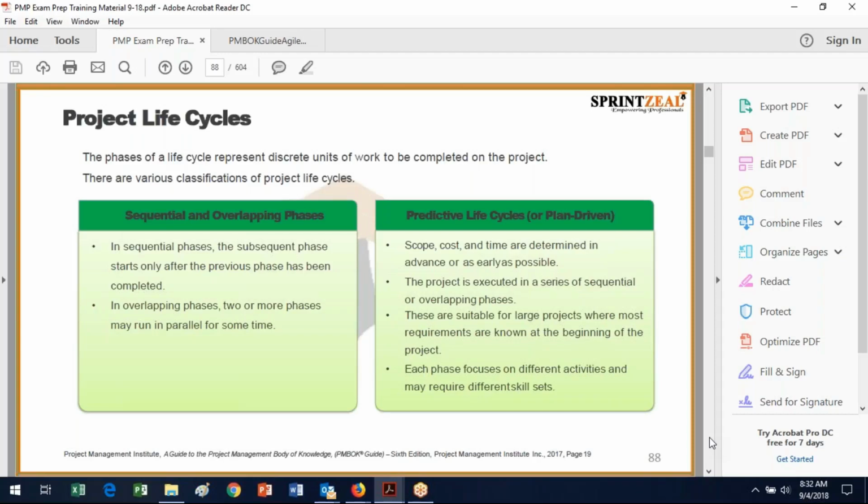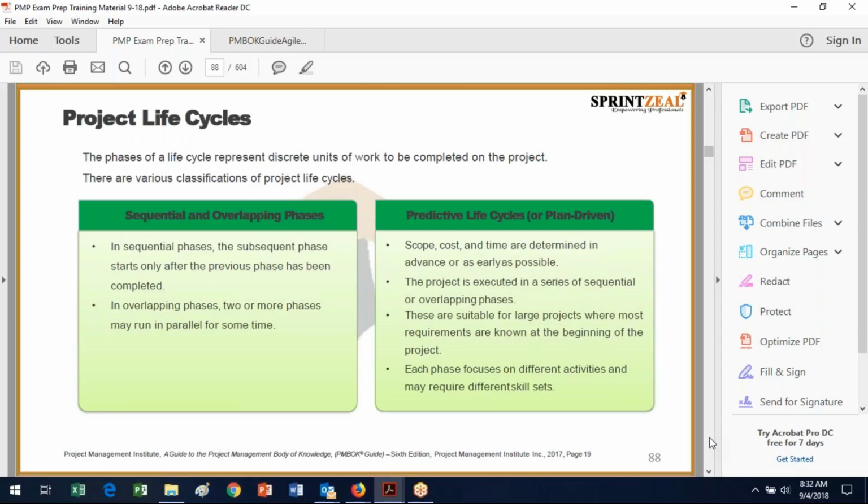So there are various classifications of the life cycles. You could have sequential or overlapping phases, and again, you may have some parallelism, which has both positive effects for the schedule and negative effects for potential rework and getting smarter and having to do something different. And then you've got predictive life cycles or plan-driven life cycles, where things are more determined in advance. So, kind of your typical waterfall type of life cycle.